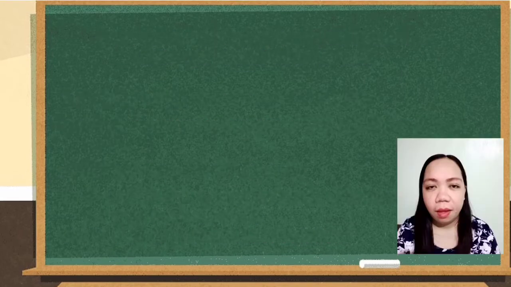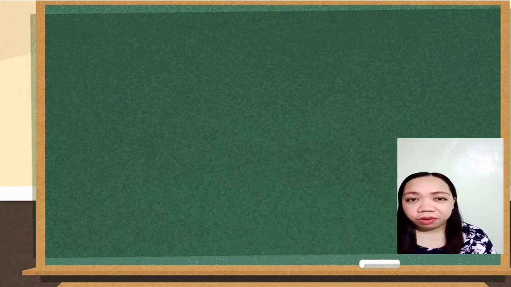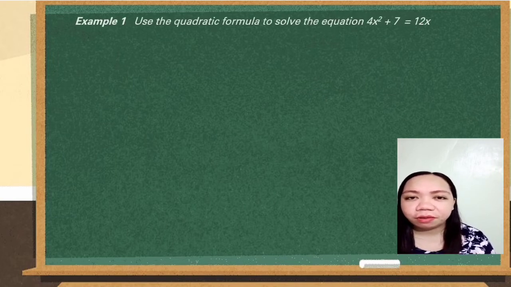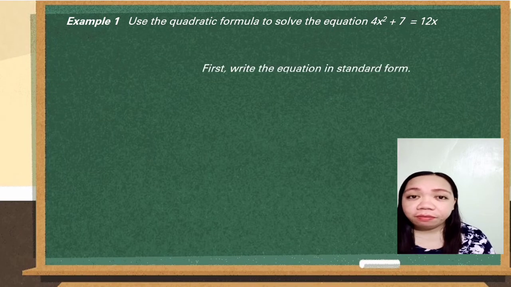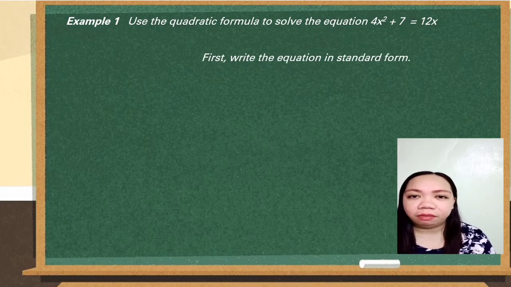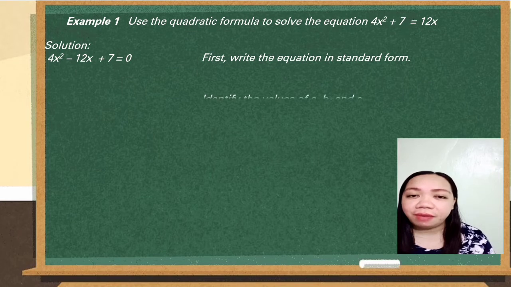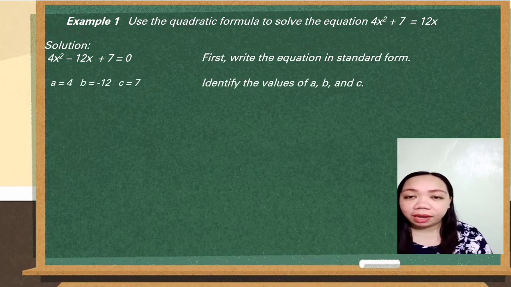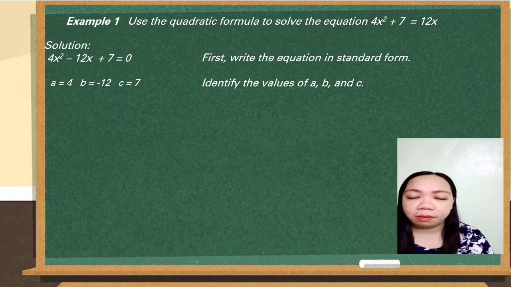Let me show you some examples. So let us use the quadratic formula to solve the equation 4x squared plus 7 equals 12x. So first we have to transform our equation in standard form. So it will be 4x squared minus 12x plus 7 equals 0. So let's identify the values of a, b, and c. So a is equal to 4, b is equal to negative 12, and c is equal to 7.